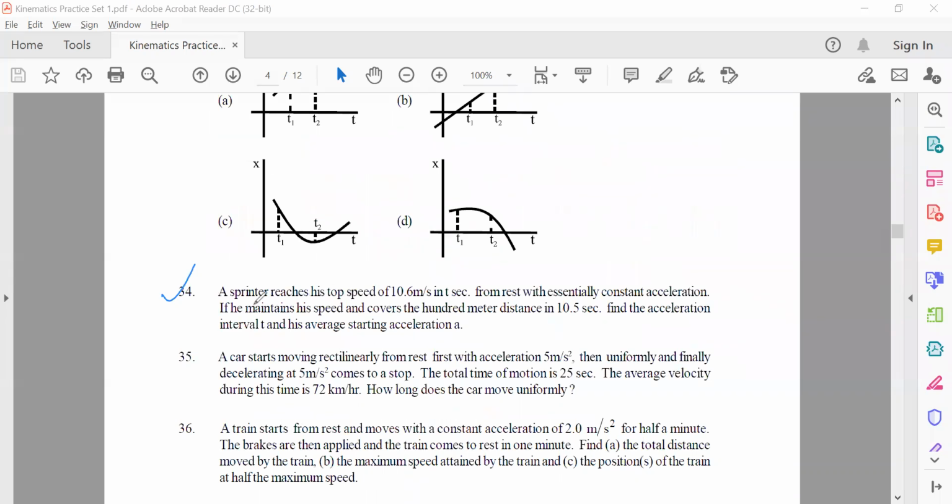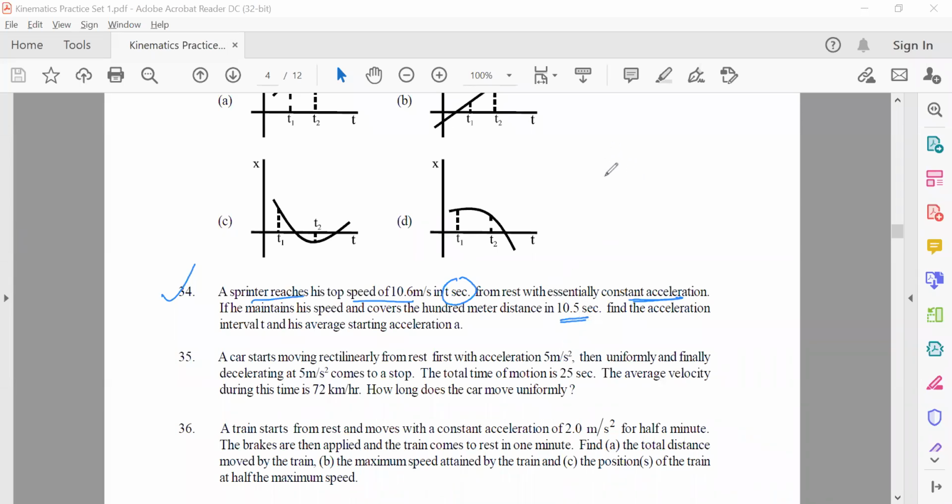So a sprinter reaches top speed in T seconds from rest with essentially constant acceleration. He maintains the speed and covers the 100-meter distance in 10.5 seconds. Find the acceleration.